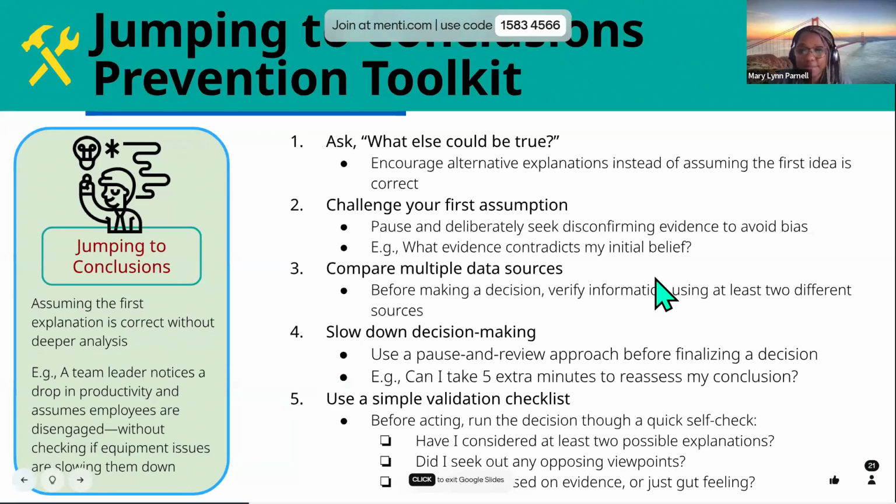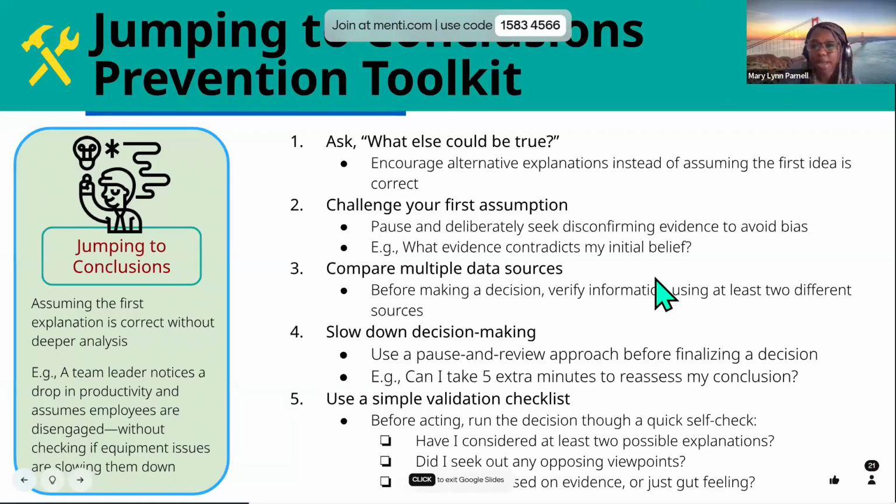One is asking what else could be true? Encouraging alternative explanations instead of assuming the first idea is correct. And then once we have some of our assumptions or things that we're thinking about, we challenge our first assumption. That's the second step. We pause and we deliberately seek disconfirming evidence to avoid bias. What evidence might contradict my initial belief? Is there anything out there that's telling me that this probably cannot be true? And so, really asking something different to avoid our bias.